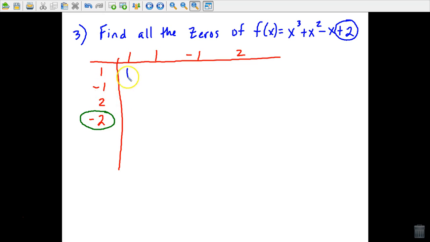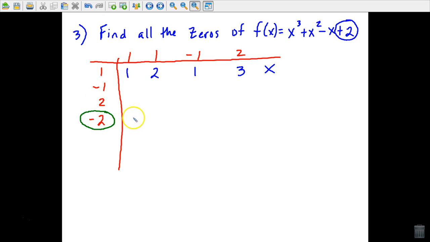Well, there's only 4 numbers, so that's not too bad. So let's just show you one that doesn't work, and then we'll jump down to the one that does, just so you can get an idea of how this synthetic division process works. Alright, so bring down the first number, multiply. 1 times 1 is 1, plus 1 is 2. 2 times 1 is 2, plus -1 is 1. 1 times 1 is 1, plus 2 is 3. So obviously that is not one of my rational zeros.